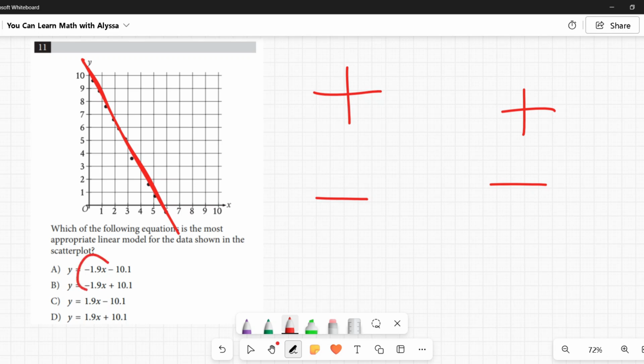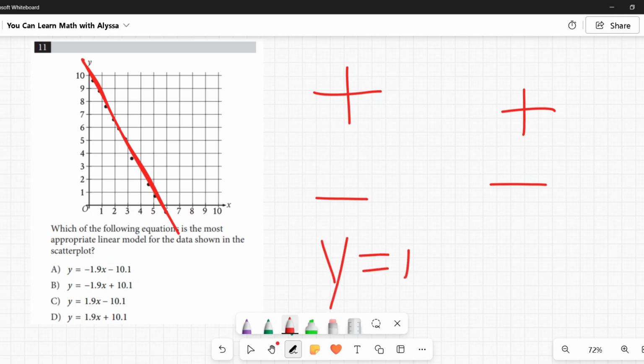As you can see, we have two answers that have a negative slope and two answers that have a positive slope. All the numbers, 1.9, 1.9, are all the same. And for the y-intercepts, we have two that have negative y-intercepts and two that have positive y-intercepts. So that's all we have to determine. All the numbers are the same.